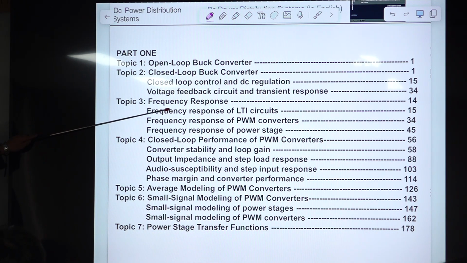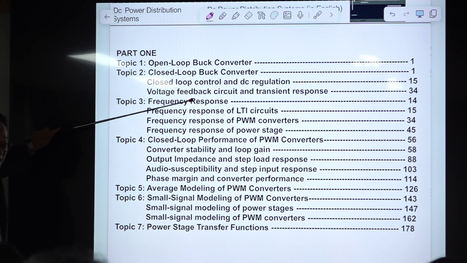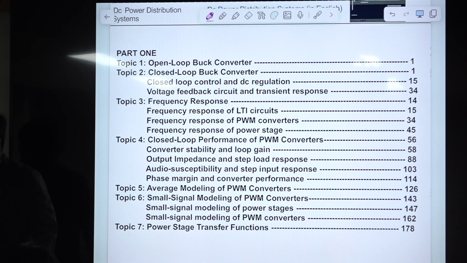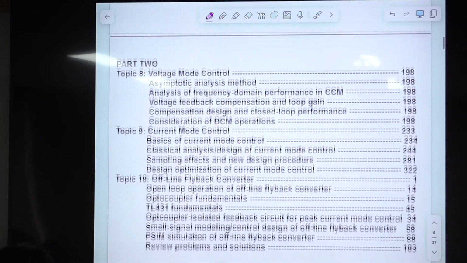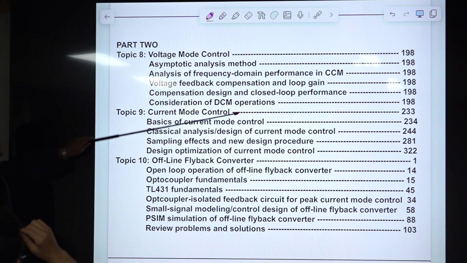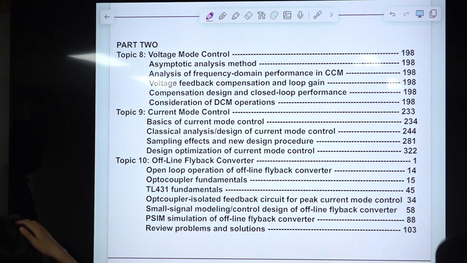And frequency response, I said the object of studying this, all right, and so on. So this is part 1. So maybe we will have a midterm test somewhere around here. And part 2 is this one. This entirely deals with control: voltage mode control and current mode control. And this is one typical application of current mode control to offline flyback converters. This is very good stuff, okay, very practical stuff.